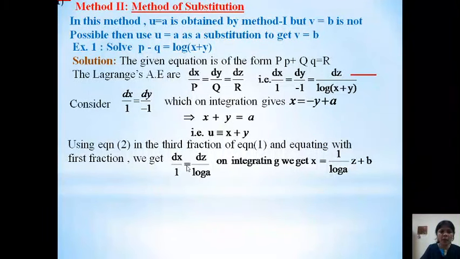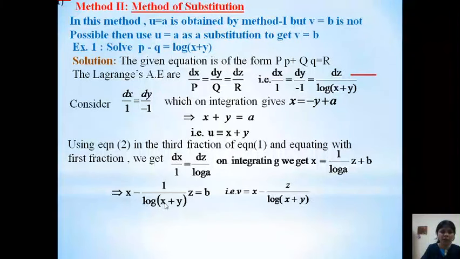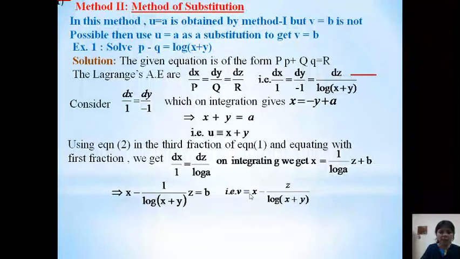So dx by 1 equal to dz upon log of x plus y, which is log a. This on integration gives us x is equal to 1 by log a, where log a is a constant, integration of 1 is z, plus b. Now the integration is complete, so we can substitute the value of a, that is x plus y. Shift all variable terms to one side, so now we have the second independent solution, that is v.